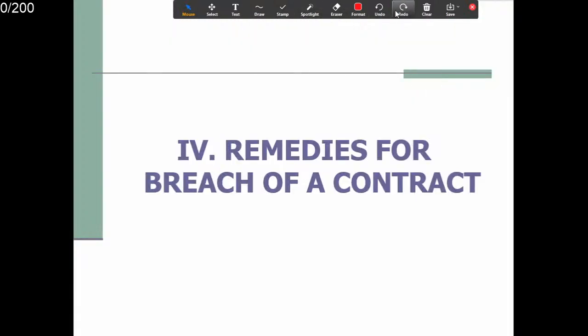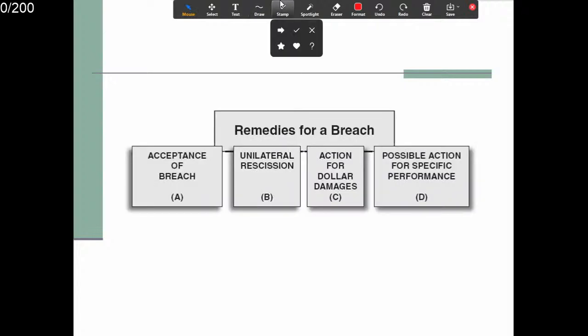Okay, remedies for breach of a contract. 怎么去处理一个犯规的协议呢？ Many ways, right? Acceptance of breach. 一个是接受了，他知道他不会做成了，是找另外的 buyer。Unilateral rescission，一方提出来去结束。Action for dollar, right?